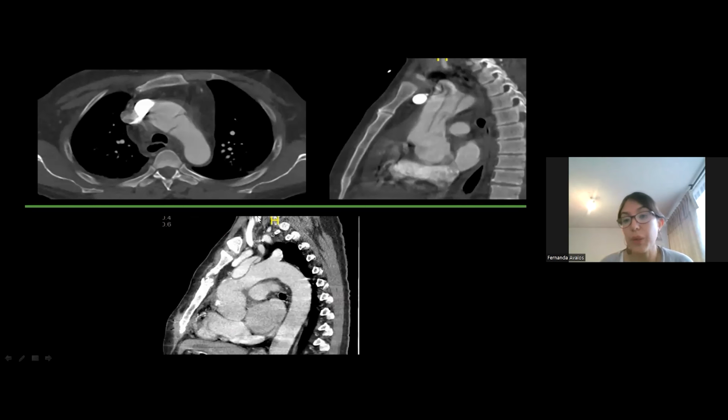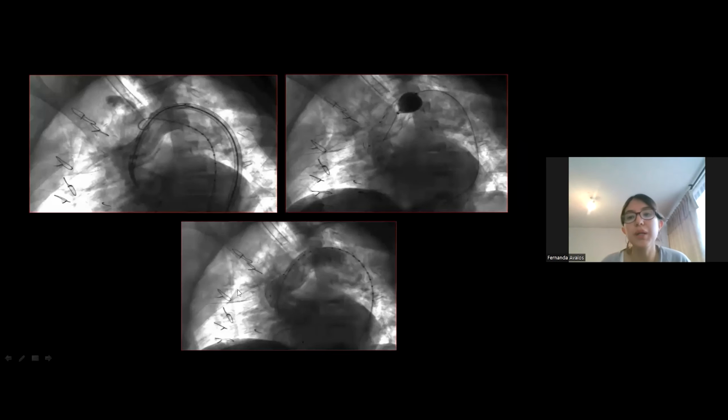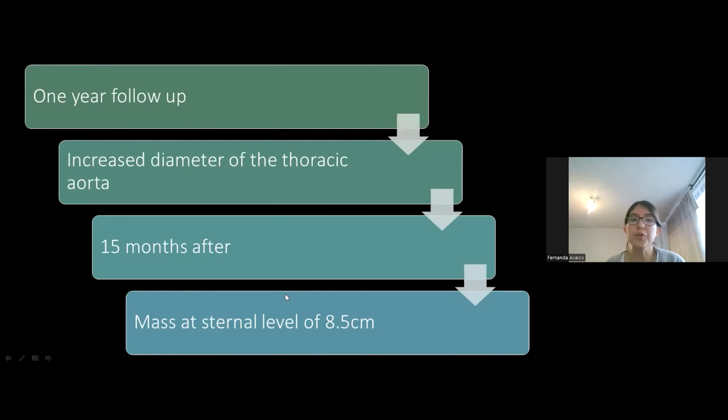That didn't go well. Here we can see a little bit of edema in the sternum, because he went to surgery. It didn't work. The dissection with aneurysm continued, so they decided to go with an EVAR procedure. In this angiographic image, we can see where the graft is positioned and the final position of the graft. He went to follow-up at 1 year. It was almost fine. The thoracic aorta grew a little bit, but no big deal.